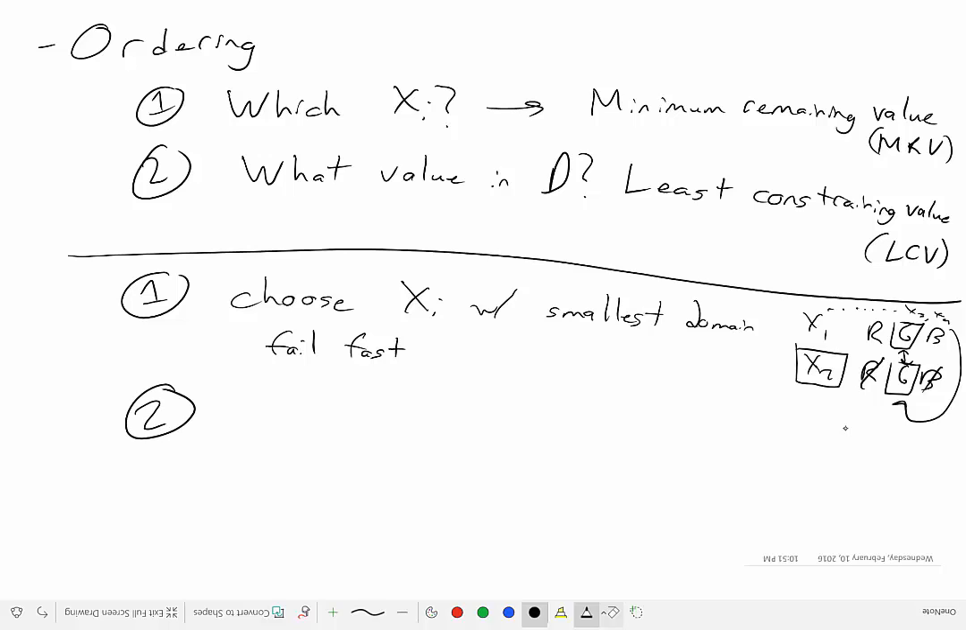Okay, now for 2, it's kind of the flip side. So what value in D should I choose? We have to assign all variables x1 through xn to some value, but we don't actually care which value, just whichever one satisfies the constraints. So we want to choose the one that violates the least number of constraints.